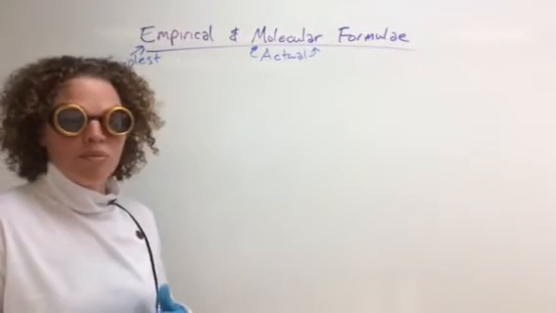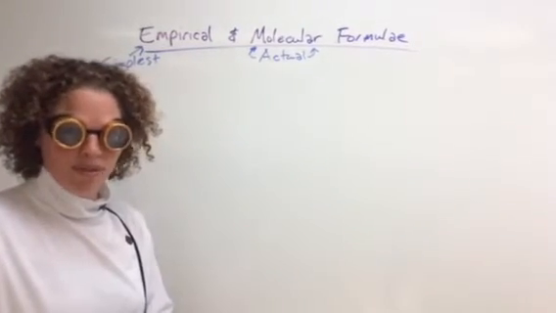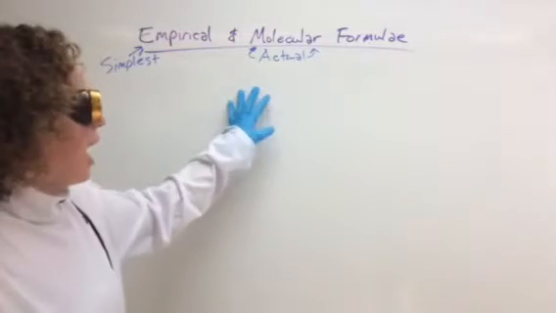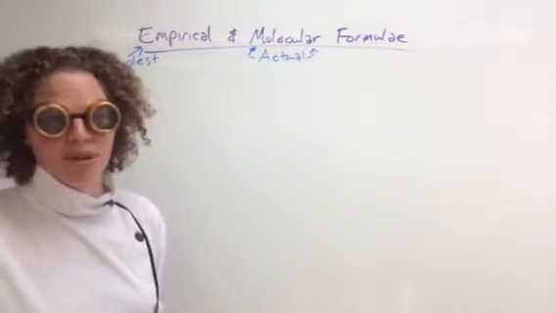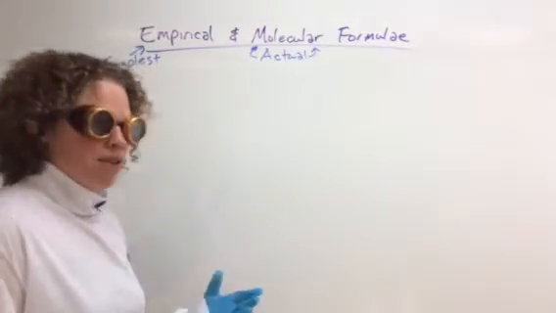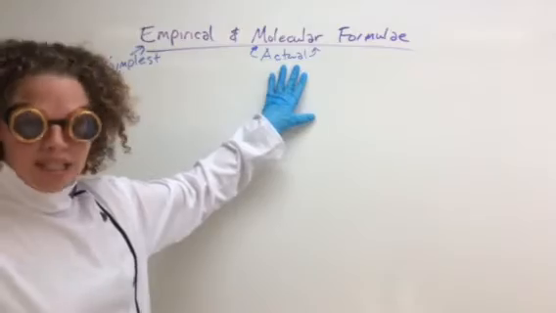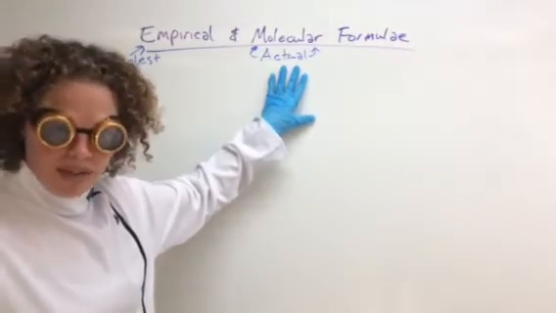So when we're talking about the empirical formula, it's the simplest version of the formula. We'll go through some examples. The actual or molecular formula shows you exactly what you have. So if this was a fraction, empirical would be a half, molecular would be 4/8.